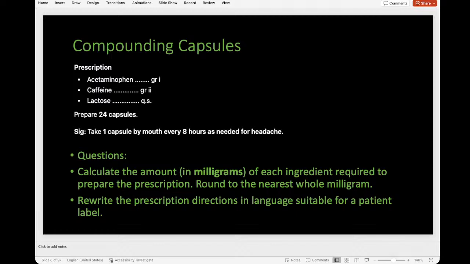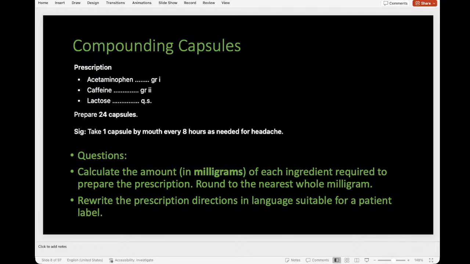It looks like the prescription wants you to prepare 24 capsules, and the directions should state to take one capsule by mouth every 8 hours as needed for headache. So the first question here is to calculate the amount in milligrams of each ingredient required to prepare the prescription. This is where you're going to have to utilize the unit conversions to convert the grains to the amount of milligrams for each of these ingredients.